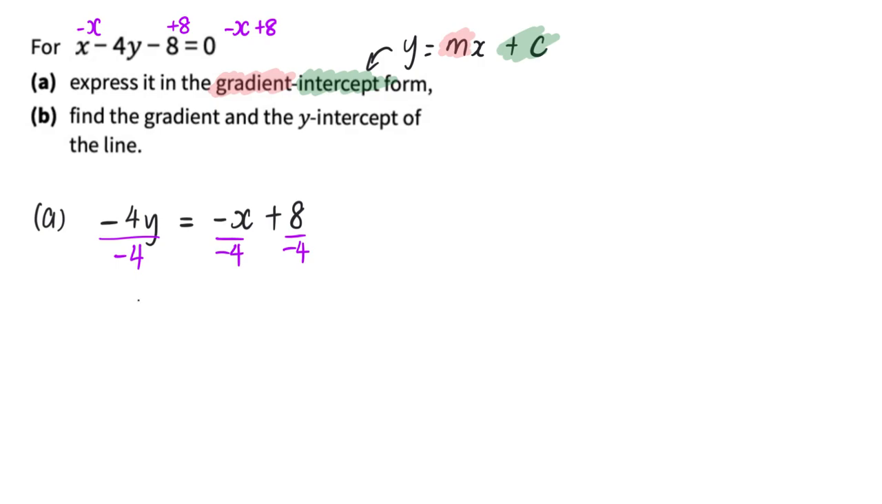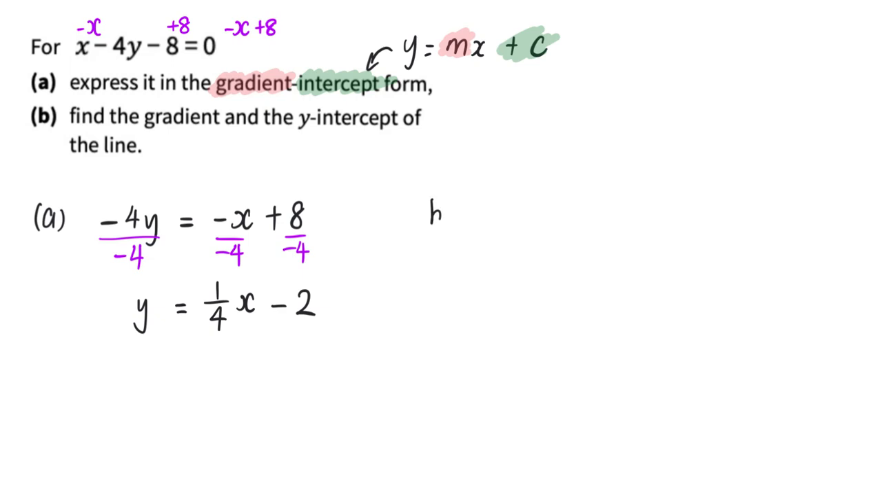So that I'm left with y here. Negative 1x divided by negative 4, I will actually get a positive 1 over 4x. Positive 8 divided by negative 4, I will get negative 2. And part A is done.